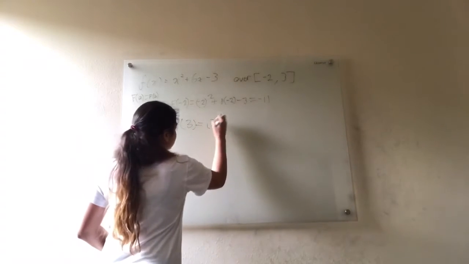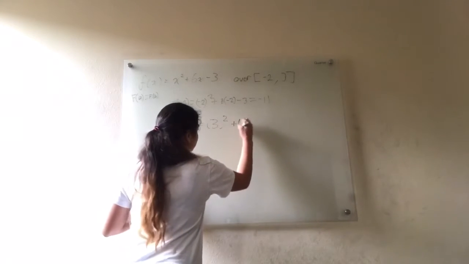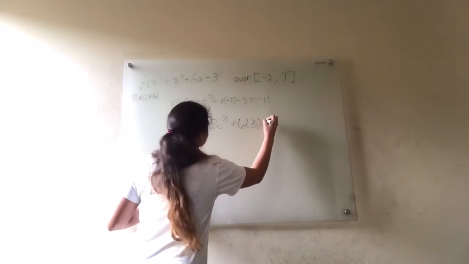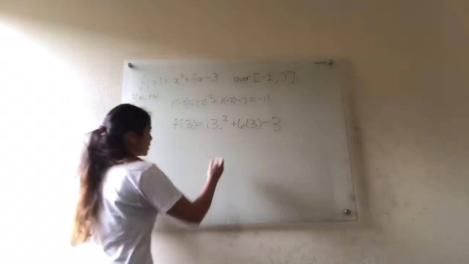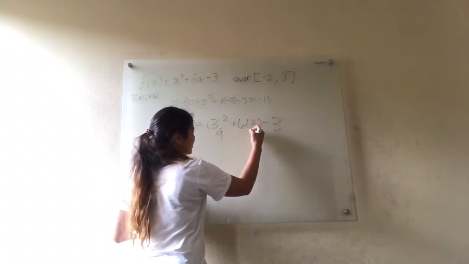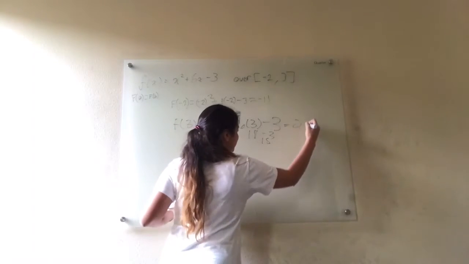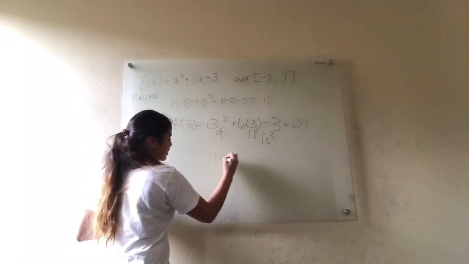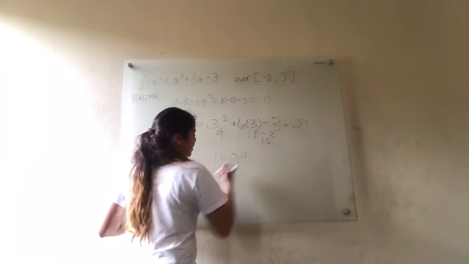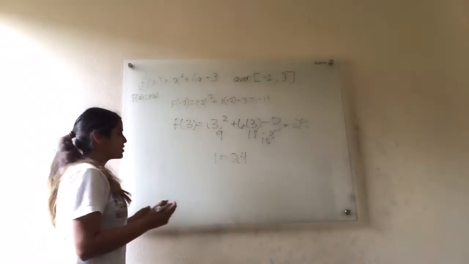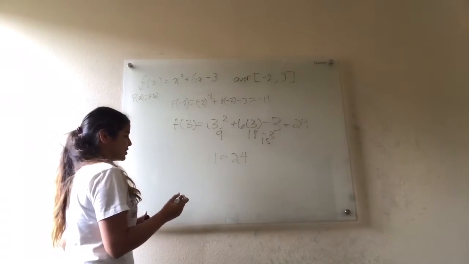So it goes 3 squared gives us 9, plus 18 minus 3, which gives us 15, which equals 24. So the function fails the third condition, and therefore there is no conclusion.